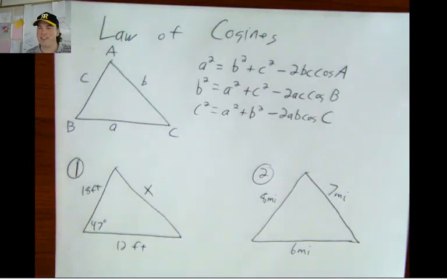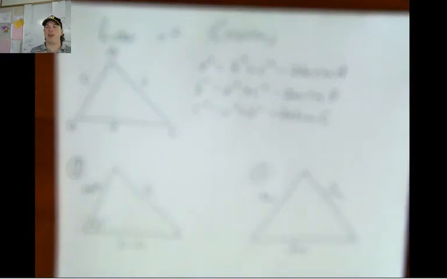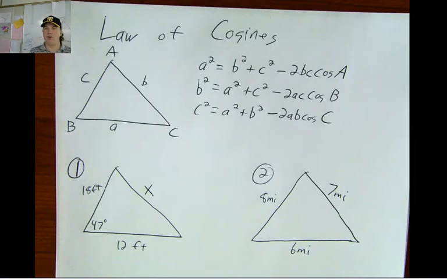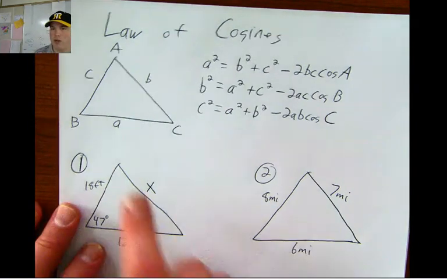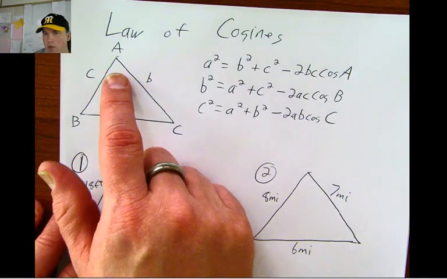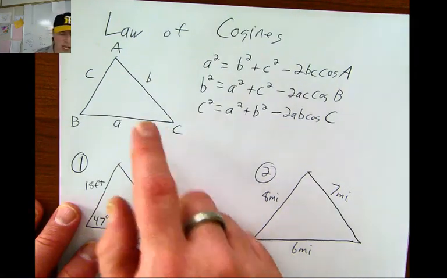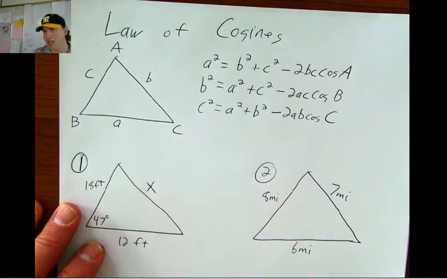Anyway, today we're going to be working with some law of cosines. And it's a little bit more complicated than law of sines. Let's take a look at it. If we have this triangle ABC with sides A, B, and C, the opposite sides.